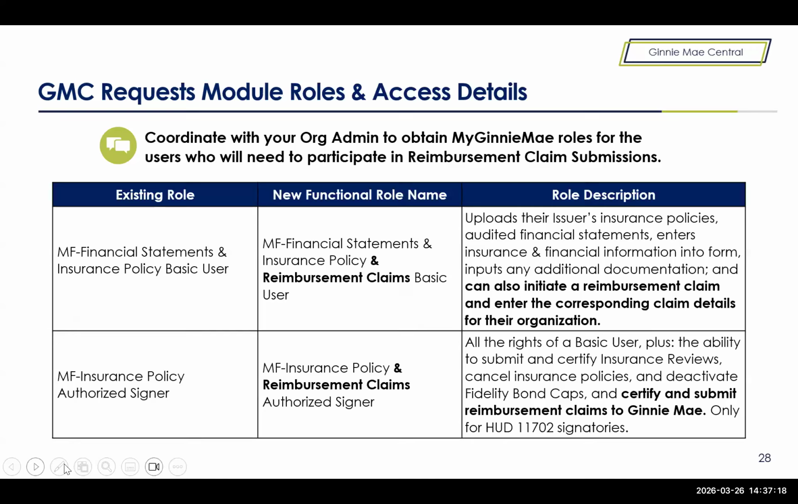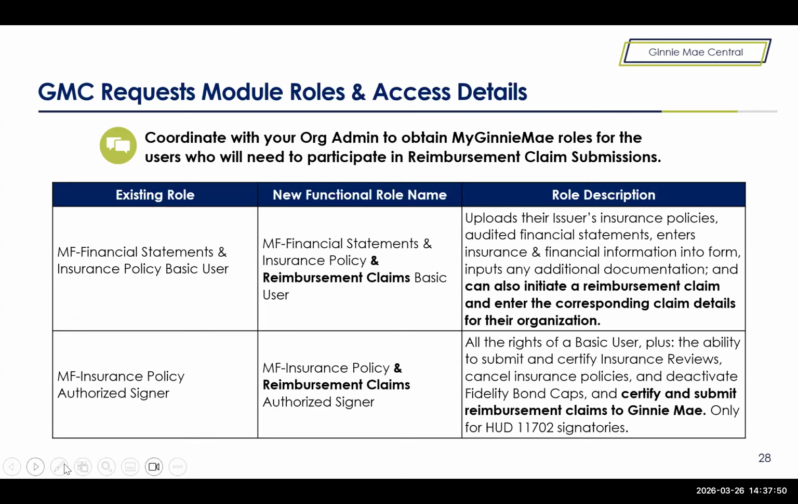Users will log in through the My Ginnie Mae portal to access the new GMC request module to complete a reimbursement request. This module will have two different user groups, a basic user and an authorized signer. The basic user will be able to initiate the reimbursement claim request and enter the information regarding the claim. However, they will not be able to submit to Ginnie Mae.